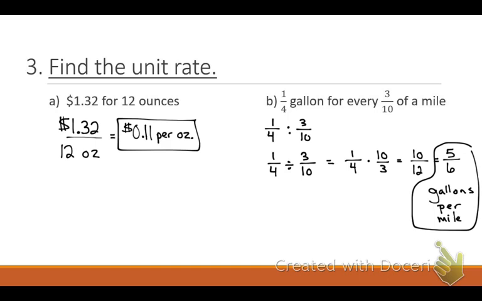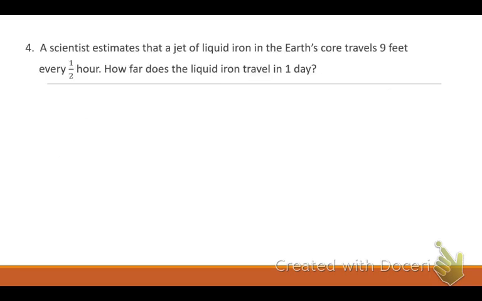So here we go. We're going to now use unit rate, but that's not the answer to this question. Let's look here. It says a scientist estimates that a jet of liquid iron in the Earth's core travels 9 feet every half hour. So they're pumping liquid iron out of the Earth's core. It's actually pretty interesting when you think about it. Travels 9 feet every half hour. How far does the liquid iron travel in one day?